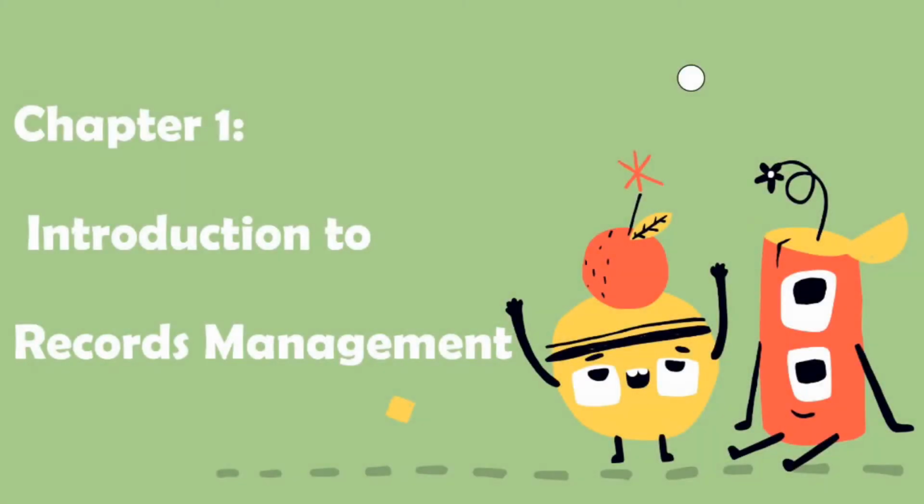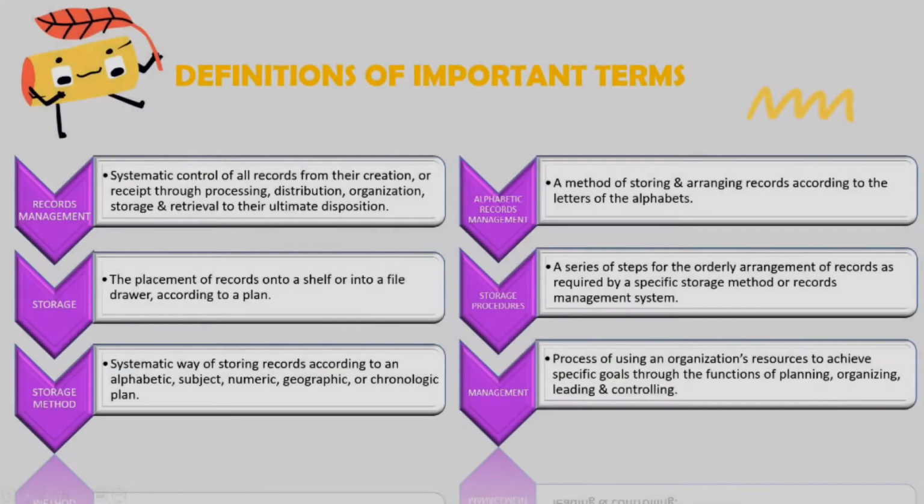The topic that I choose is in chapter 1, which is Introduction to Records Management. There are 6 definitions of important terms that you need to understand. First, records management. It is a systematic control of all records from their creation or receipt through processing, distribution, organization, storage, and retrieval to their ultimate disposition.